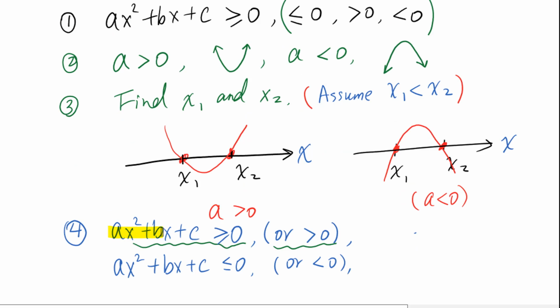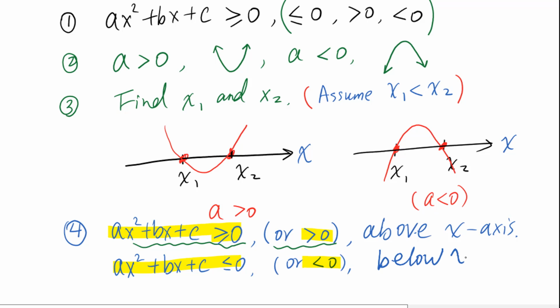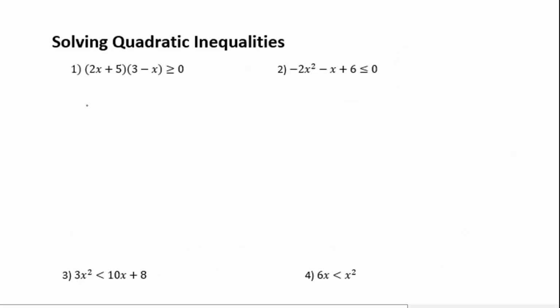When ax squared plus bx plus c is greater than or equal to 0 or greater than 0, the part of the graph above the x-axis will be the solution. When ax squared plus bx plus c is less than or equal to 0 or less than 0, the part of the graph below the x-axis will be the solution.